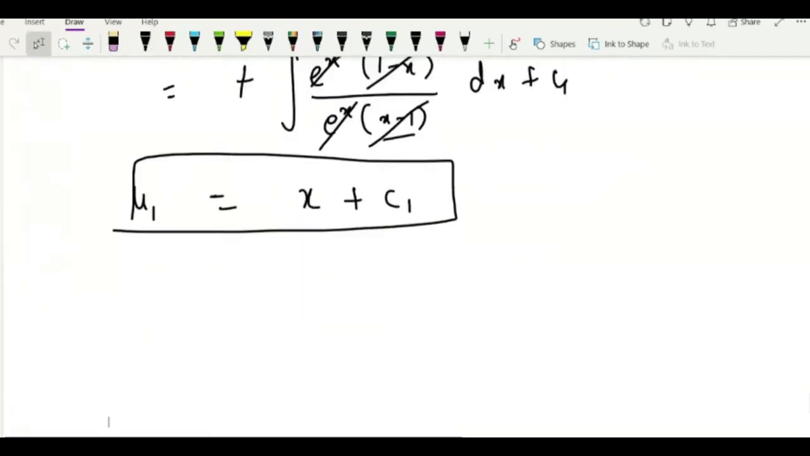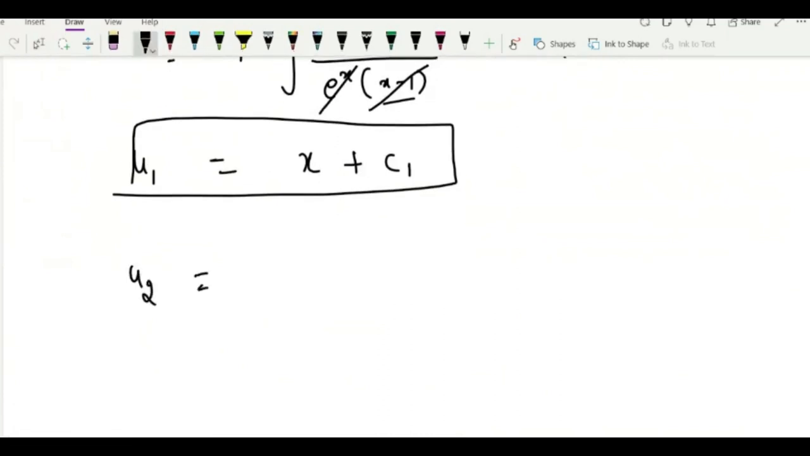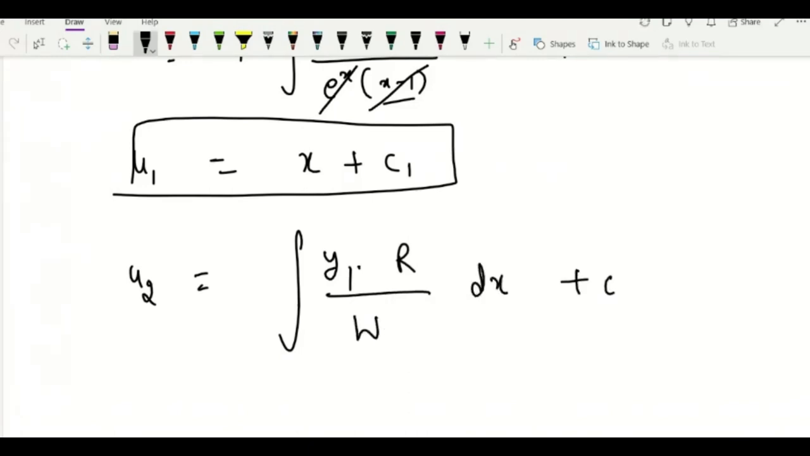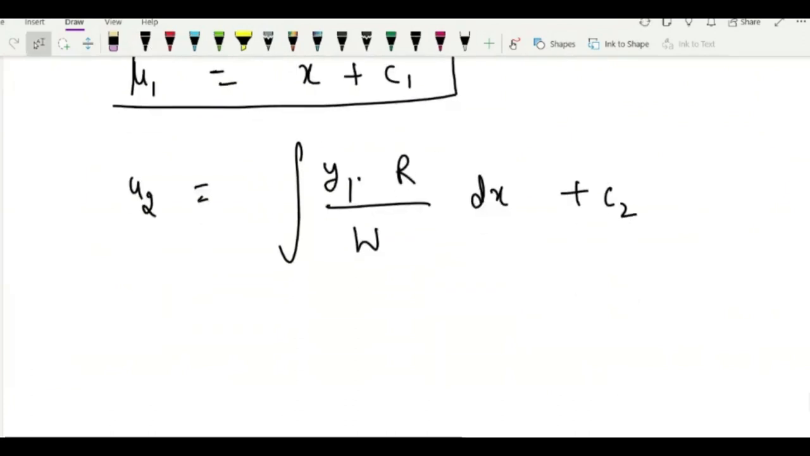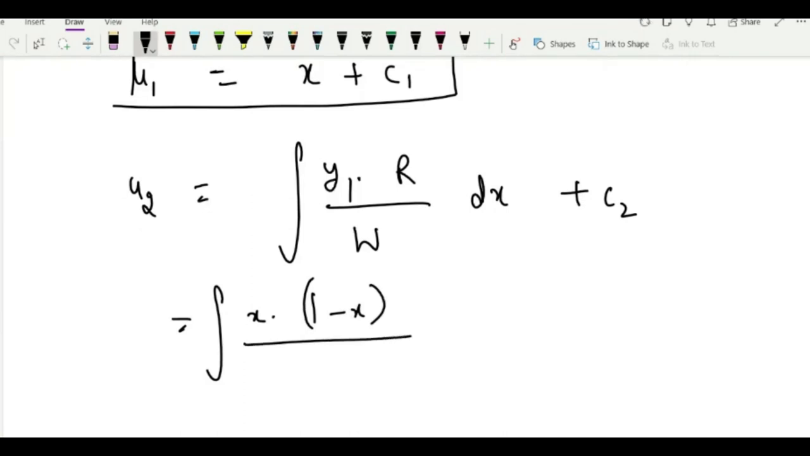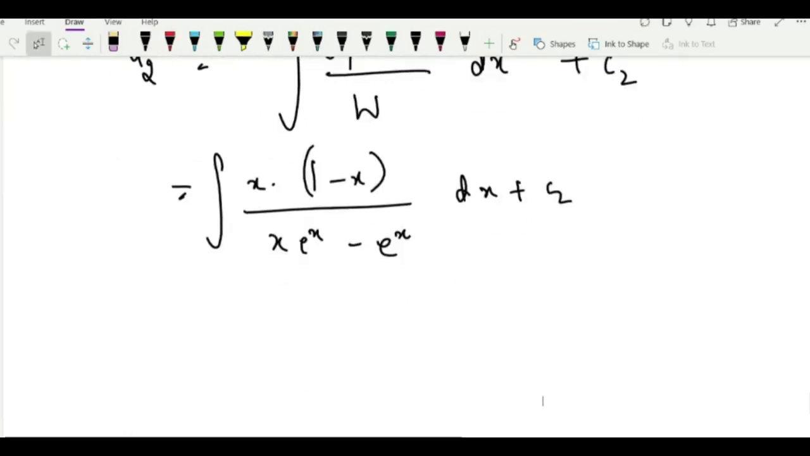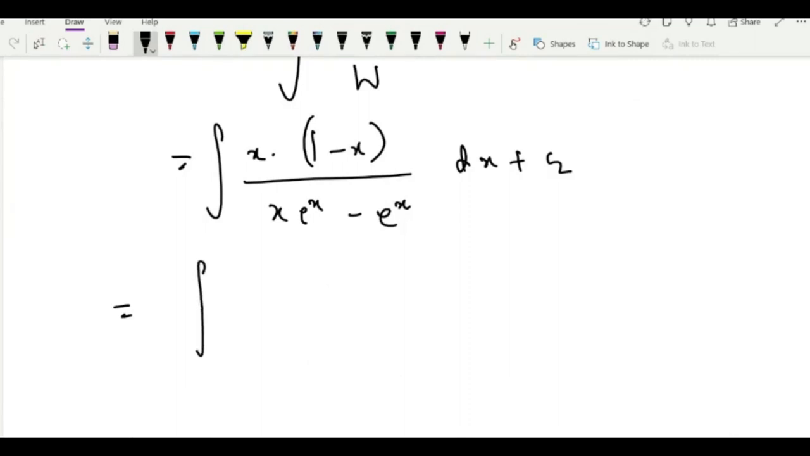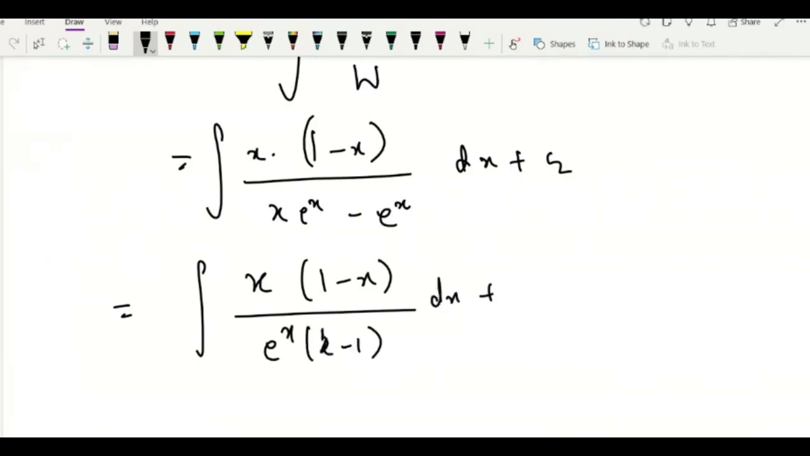Now finding u2. u2 is equal to integration of y1 into r upon the Wronskian into dx plus c2. So we have y1 as x, r as 1 minus x, and the Wronskian value as x e raised to power x minus e raised to power x, dx plus c2. So we can solve it easily. x times 1 minus x, taking e raised to power x common, x minus 1, dx plus c2.